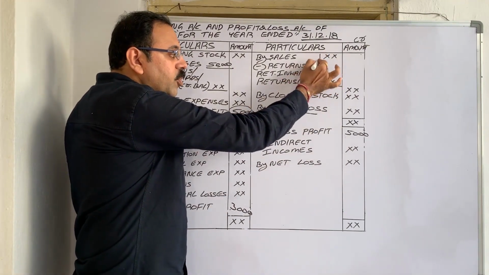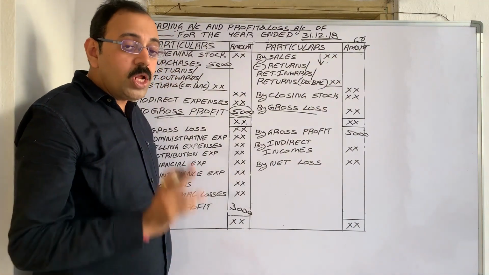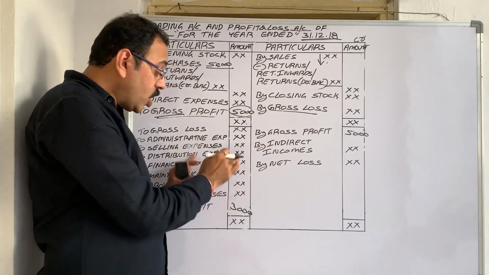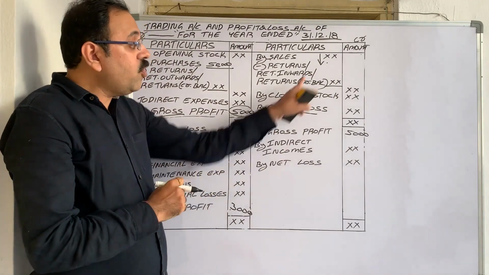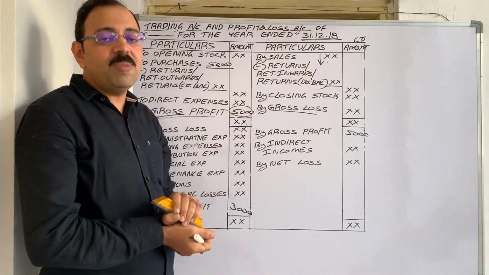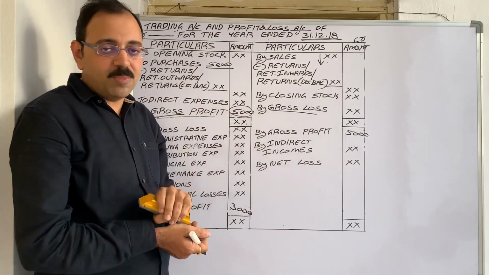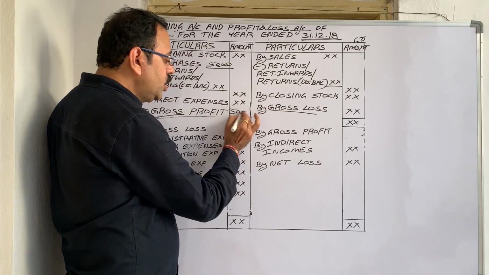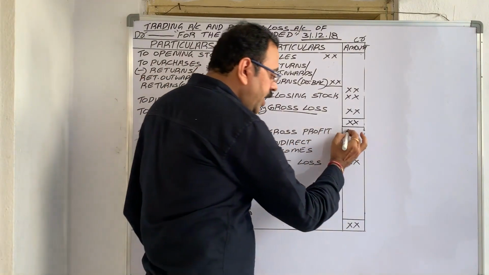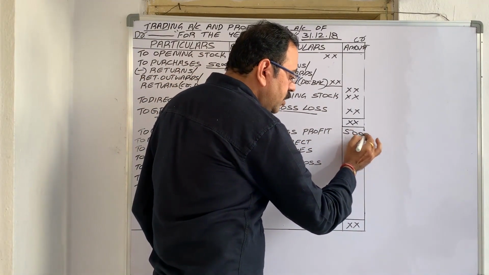Because sales amount is less. So owner should not concentrate on controlling the indirect expenses. Owner should think how we are to increase the sales amount. Take other example. Say gross profit amount is 50,000 rupees. We have taken here 50,000.